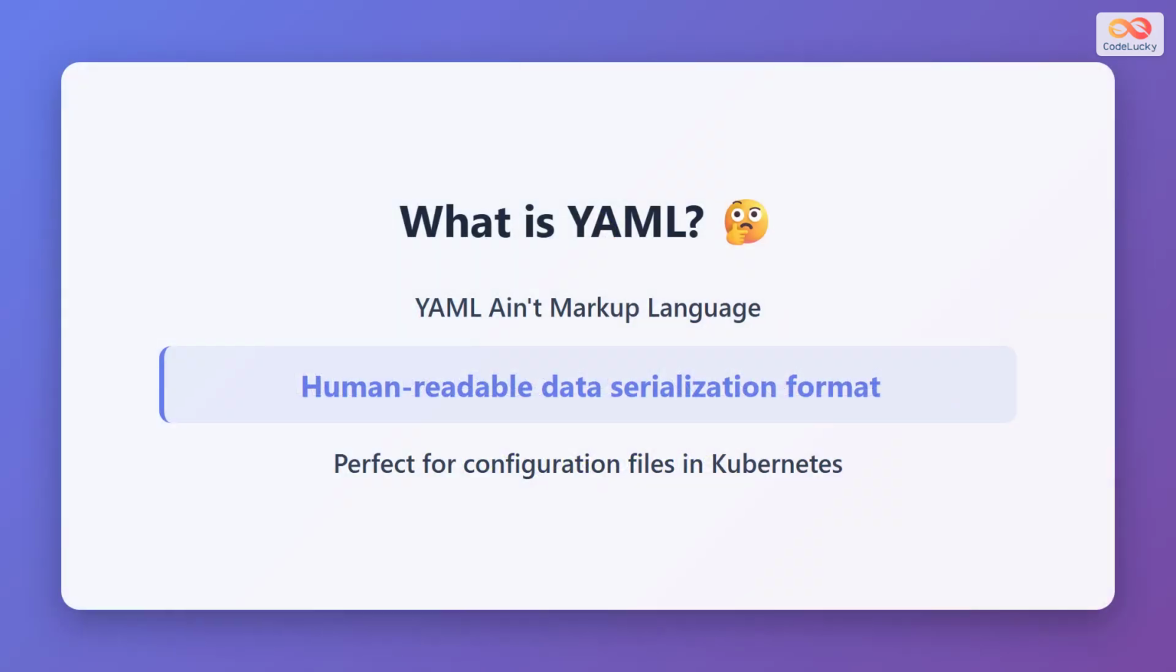YAML stands for YAML Ain't Markup Language. It's a recursive acronym that emphasizes what YAML is not. YAML is a human-readable data serialization format, which means it's designed to represent data in a way that's easy for humans to read and write. This makes YAML perfect for configuration files in Kubernetes. Unlike complex markup languages, YAML uses simple indentation and intuitive syntax, making it accessible even for beginners working with container orchestration.